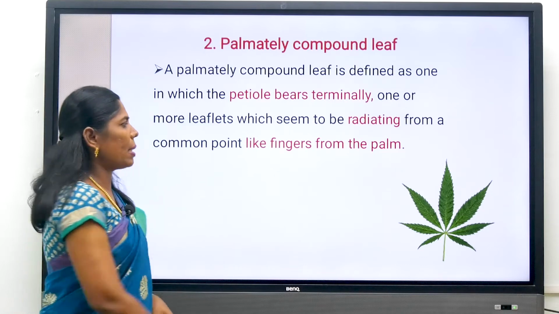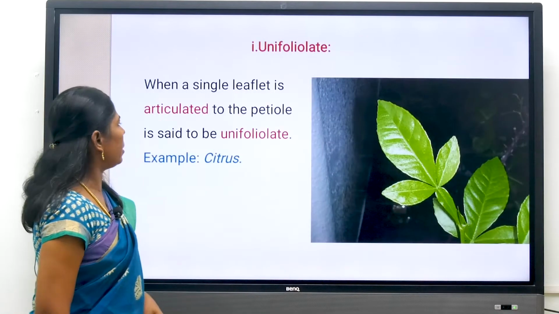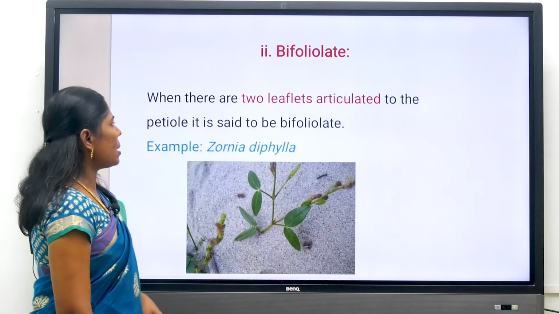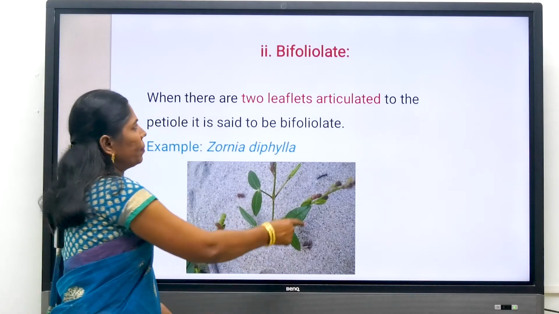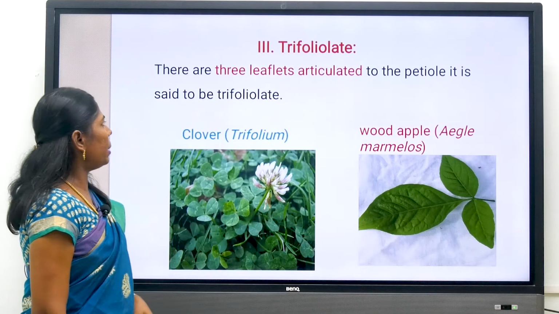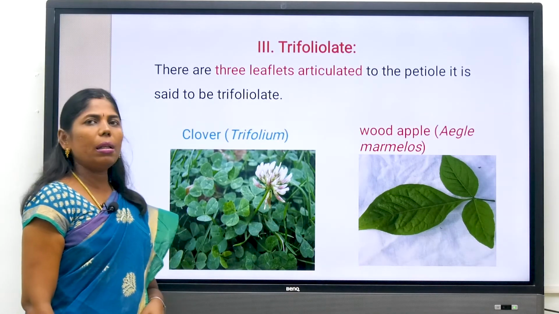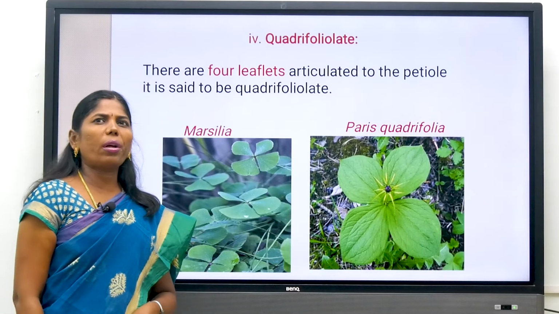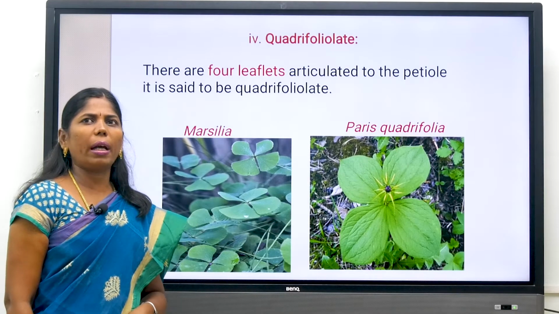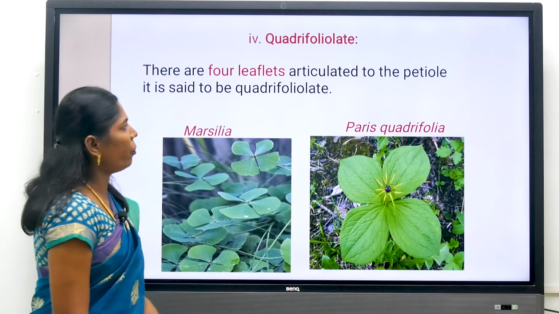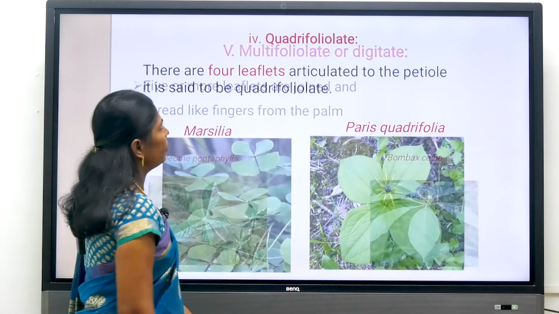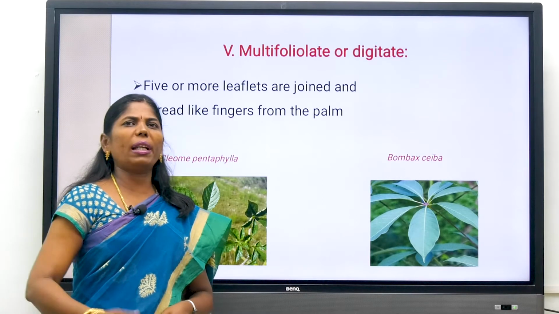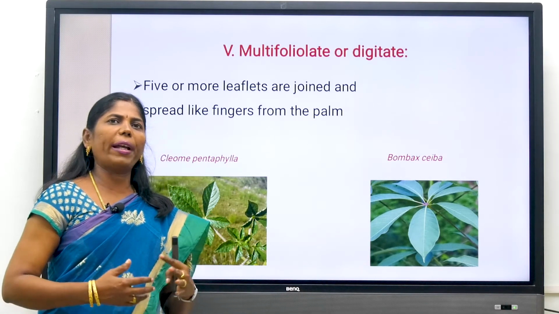What is the example for the unifoliate? That is citrus. The bifoliate example is Zornia diphylla, and the trifoliate example is clover, and another one is Aegle marmelos. The quadrifoliate examples are Marsilea and Paris quadrifolia. Multifoliate means more than four leaflets.